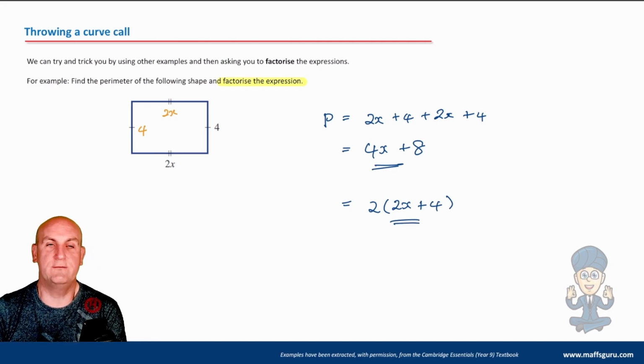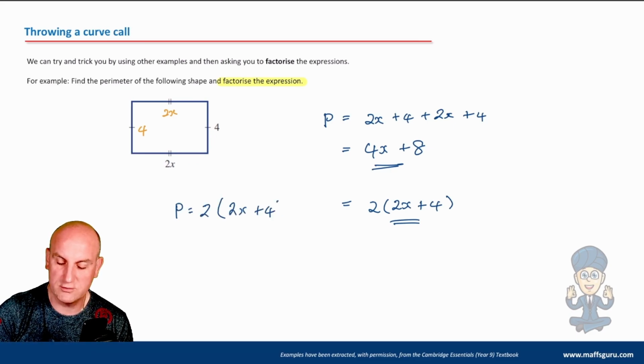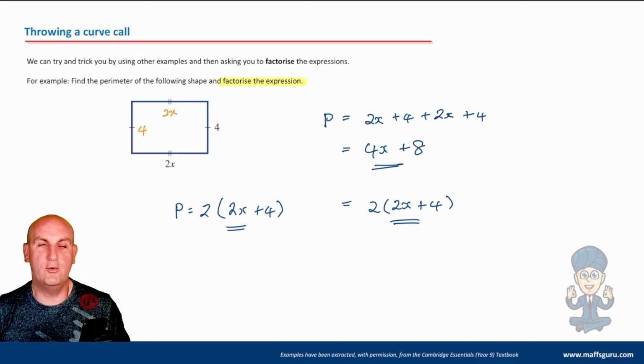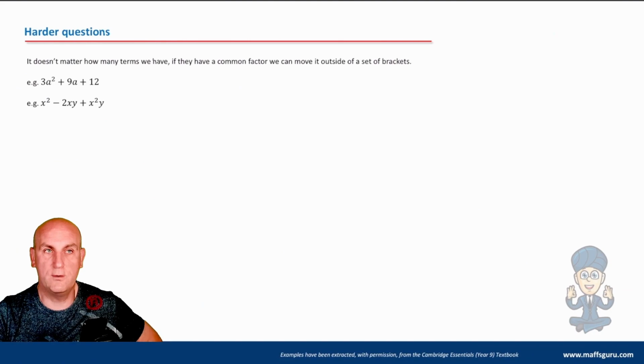Now, some people actually will turn around and say, yeah, but I could have done that straight away. I could have actually just done the 2x plus 4 and double it, because that's what you do. And absolutely. So p is equal to 2 lots of 2x plus 4. You could have gone straight to that answer and it all would have been factorized. But I wanted to slow it down and show how this works for more complicated questions.